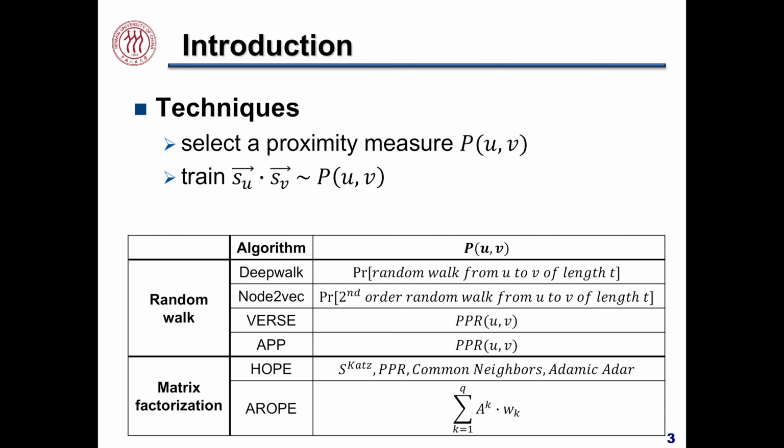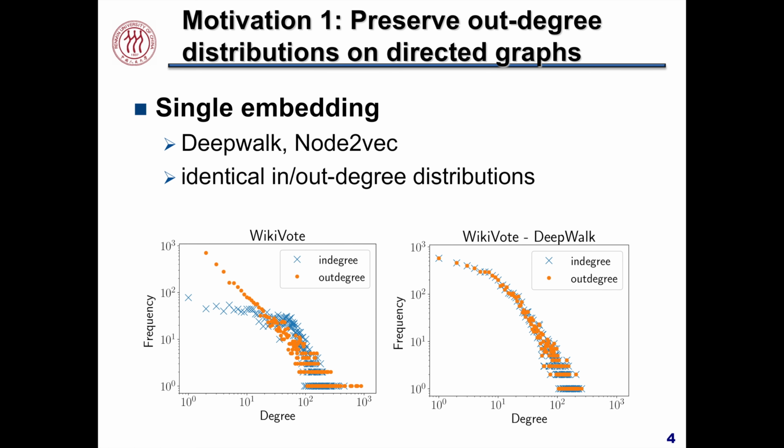However, there are several fundamental problems. First, existing methods fail to preserve the out-degree distribution on directed graphs. Here we show the degree distribution of the original graph and reconstructed graphs. We first observe that DeepWalk generates identical in- and out-degree distributions.